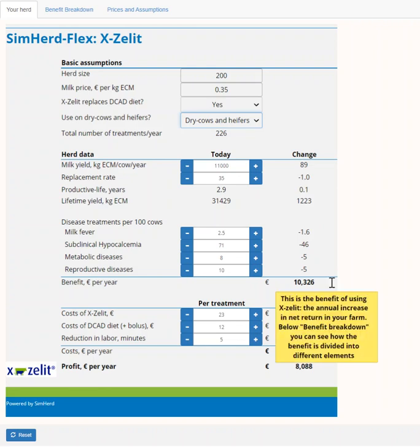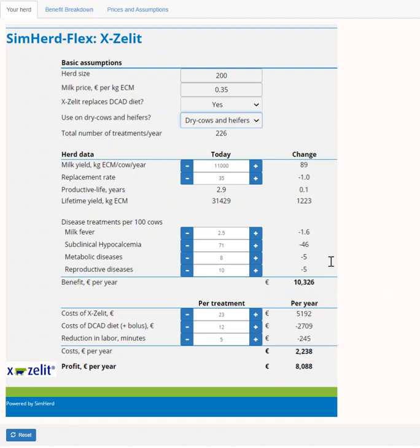Here in the bottom, 10,326 euros more per year in this farm because we have these changes in numbers. And you can of course change your situation. You have a higher milk yield and you can see the changes in milk price or milk yield increase and benefit. You can also say that you have more diseases and you can also see an increase in benefit.